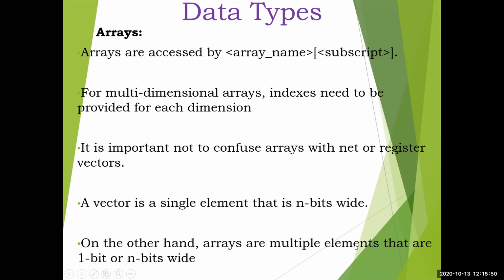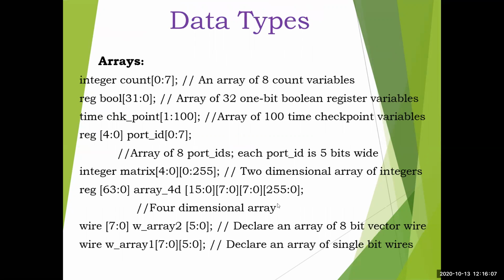Whereas arrays are multiple elements that are 1 bit or n bits wide. So they are multiple elements of the same data type. Arrays are defined as multiple elements of the same data type. Okay, that is arrays. These are the examples we try to understand, and also the differences between vectors and arrays.